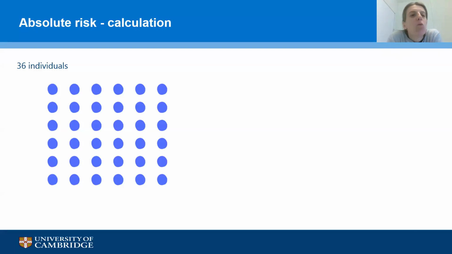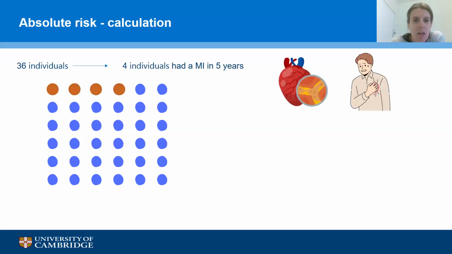One of the questions is, how do we calculate risk? So let's start with an example. We will go through this together. We have 36 individuals that we follow over time for 5 years. And of these 36 individuals, 4 of them will suffer a myocardial infarction within 5 years. So it's 4 individuals over 36.